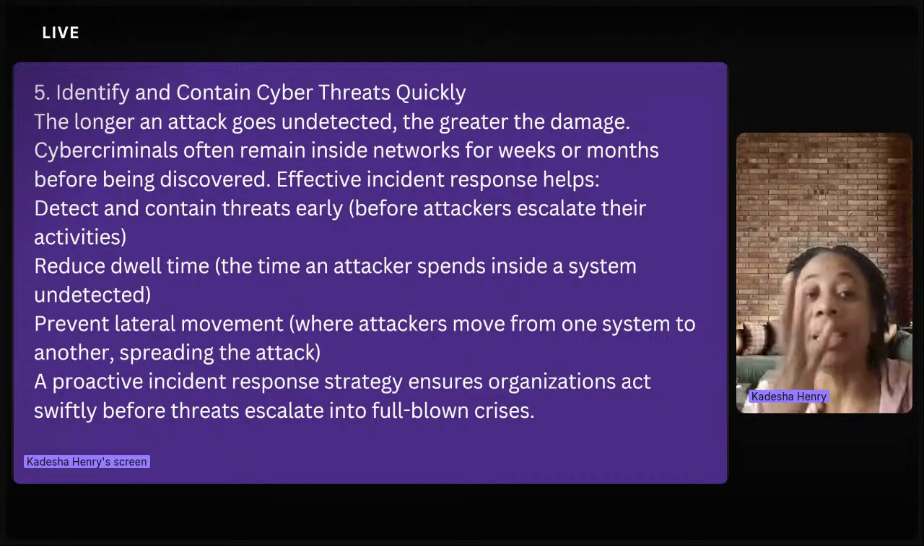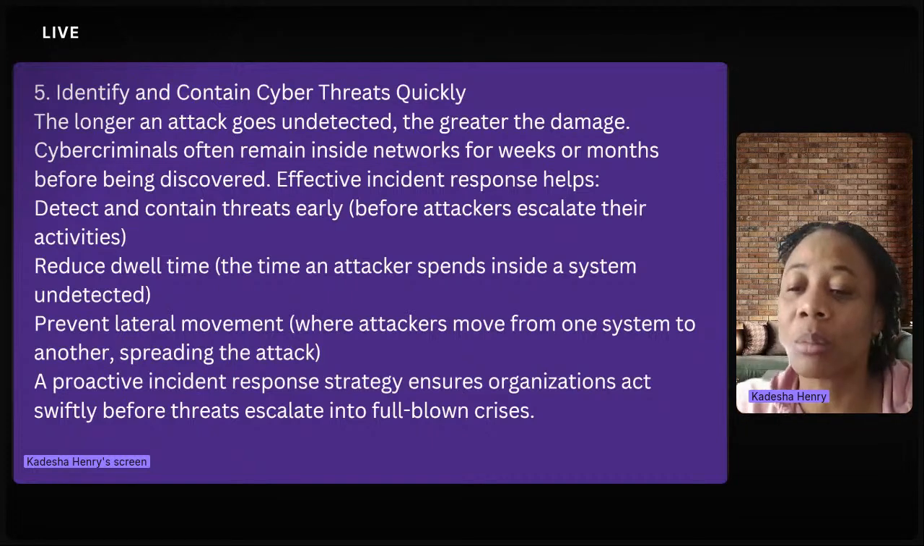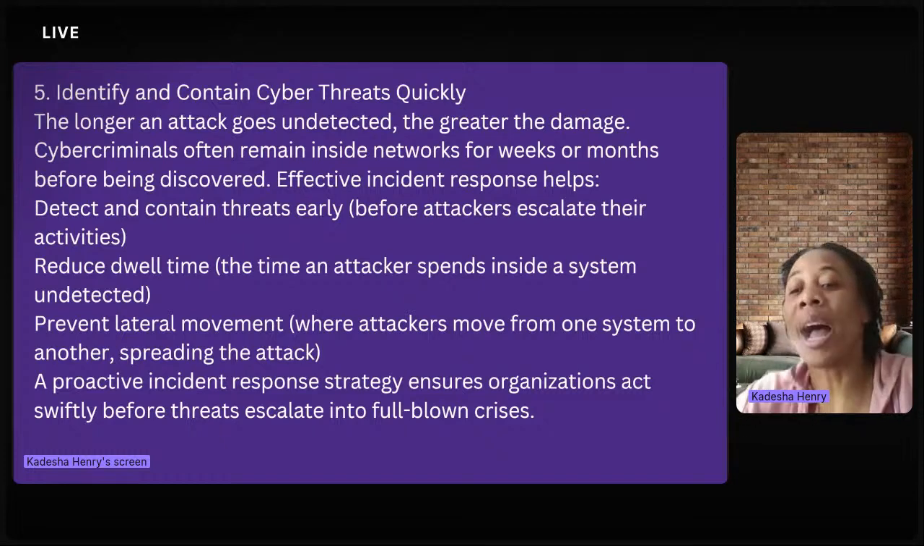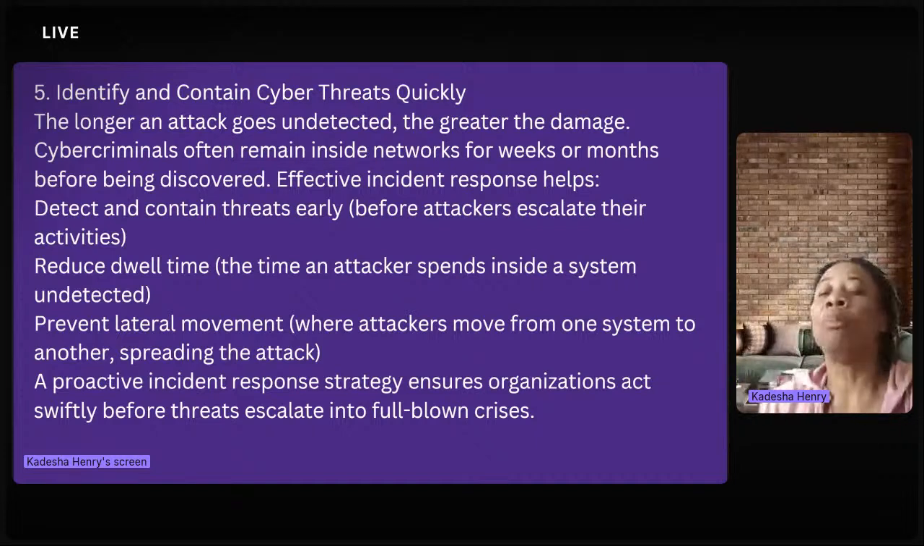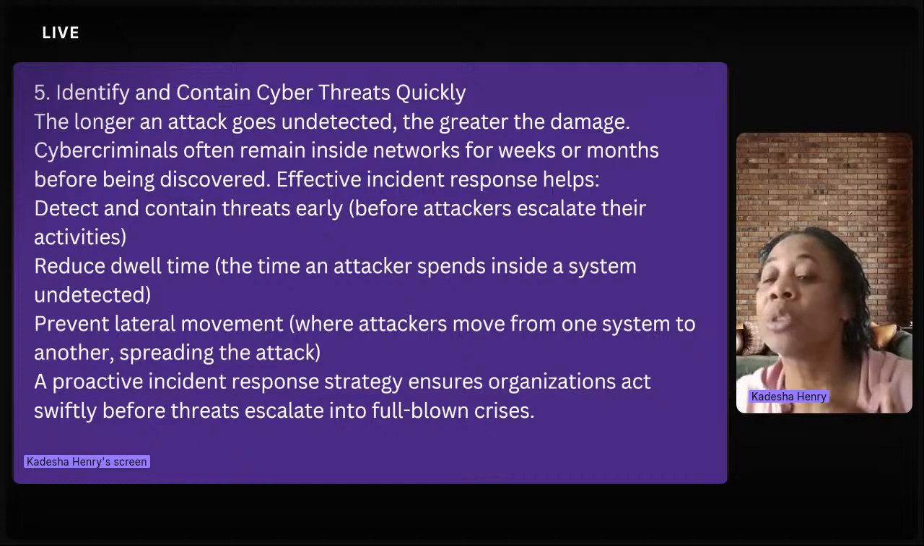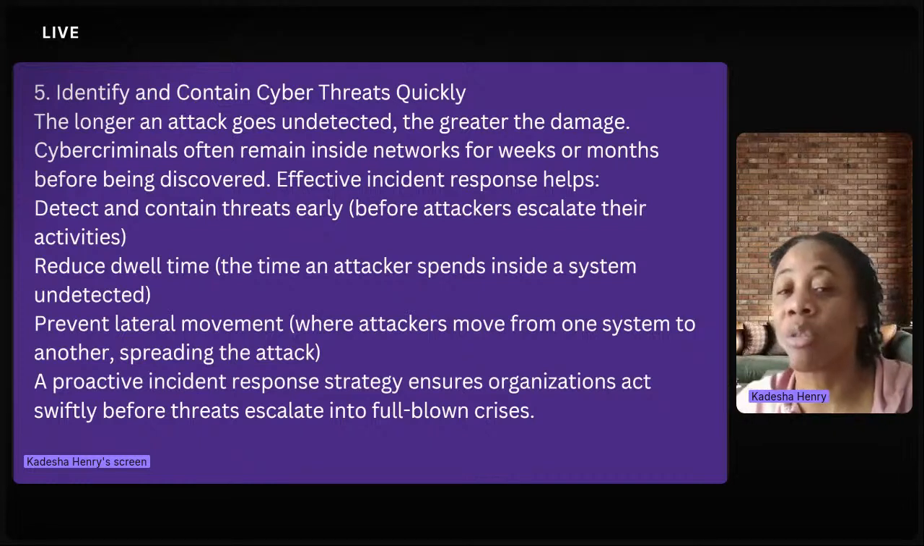Again, we need an incident response plan. We're talking about the reason. Why do we need it? Why do we say you must have an incident response plan? It helps you to identify and contain threats quickly.